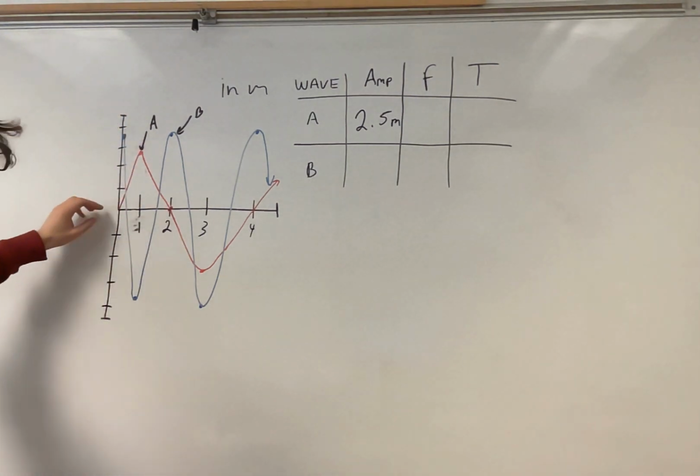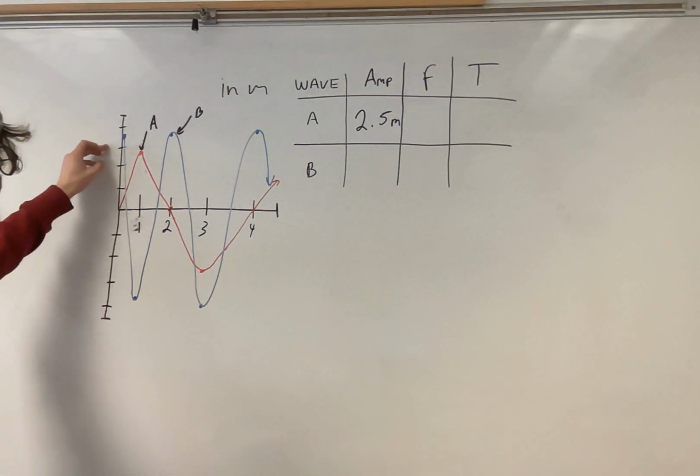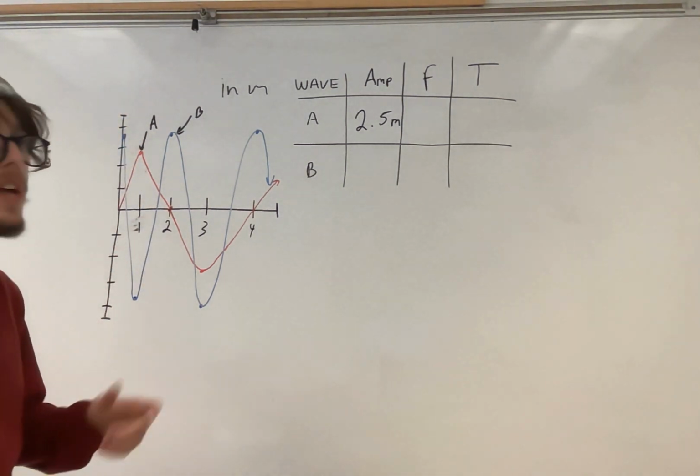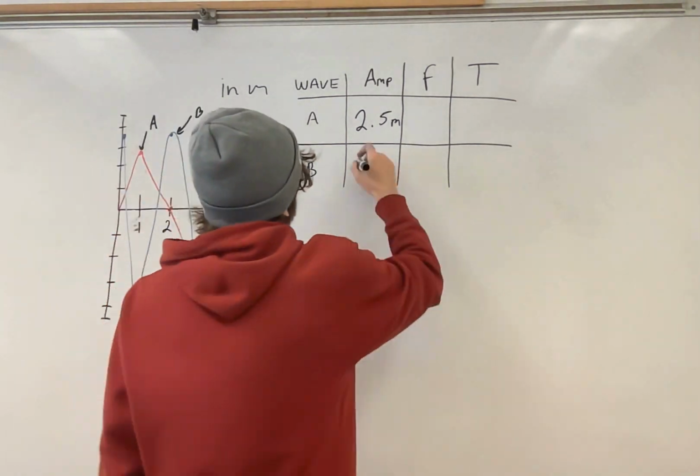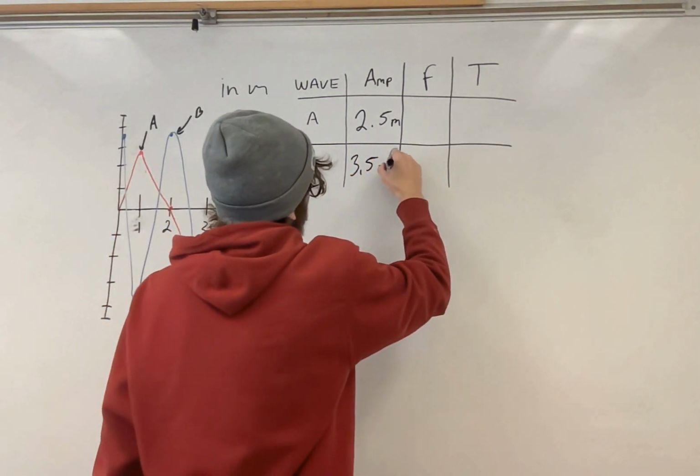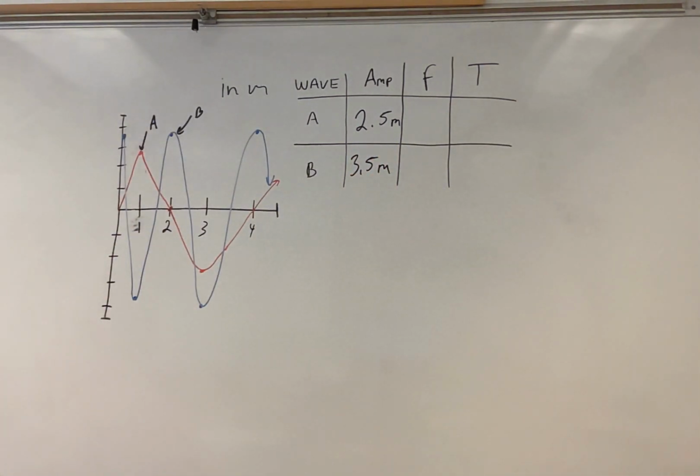Okay, for B, it's going a lot further. How far? Let's count. So we go up 1, 2, 3, about 3.5. So the amplitude of wave B is about 3.5 meters. Okay, so that's kind of easy. Now we're asked about frequency.